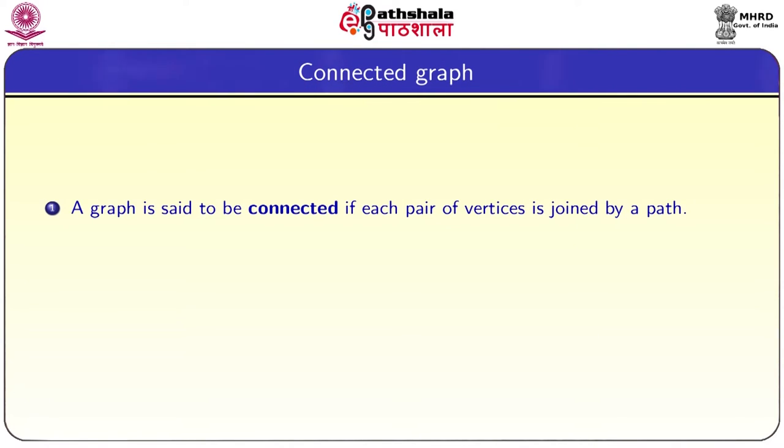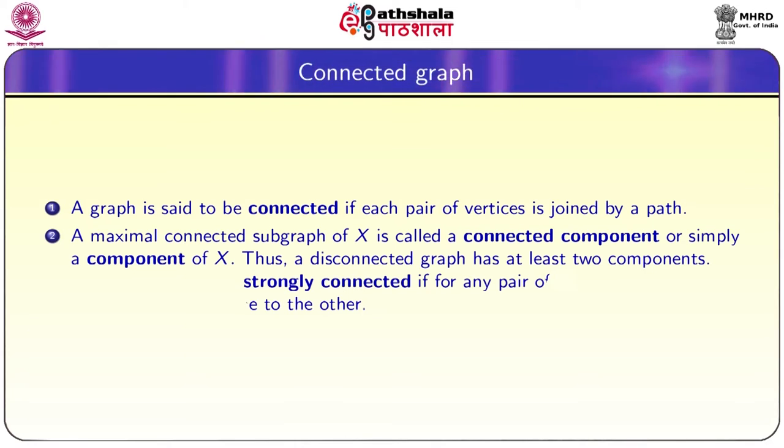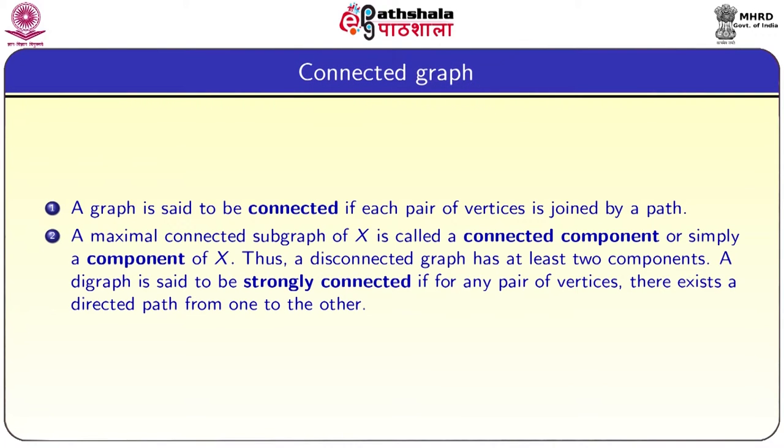Connected graph. A graph is said to be connected if each pair of vertices is joined by a path. The maximal connected subgraph is called a connected component, or simply a component, of X. Thus, a disconnected graph has at least two components. A digraph is said to be strongly connected if for any pair of vertices there exists a directed path from one to the other.